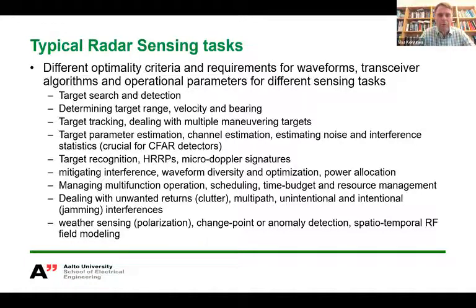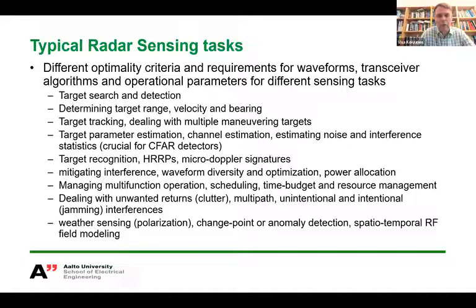Since these joint radar-communication systems, ISAC systems, are multifunction systems, managing this multifunction operation is important. It includes scheduling, for example, how to track different targets and how much time to spend on them, when to use sensing and when to use communication, how much time to spend on the different sensing and communication tasks, and how to allocate power resources, antenna resources, and so on for different tasks. And I already mentioned the problem of dealing with unwanted returns, multipath, and different intentional and unintentional interferences.